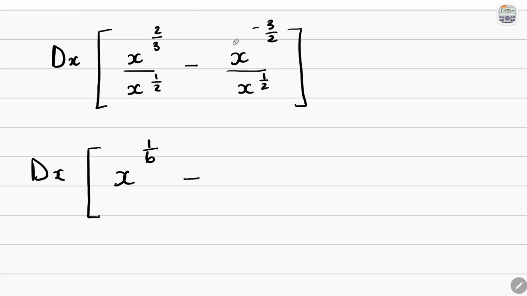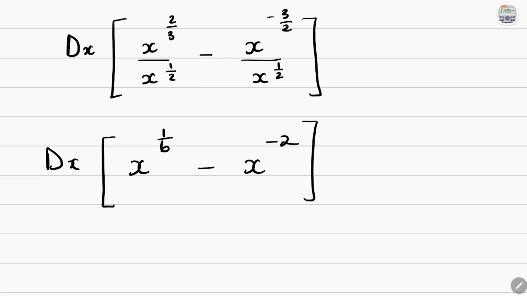And then we have minus, and then same thing here. Your exponents are going to subtract because we are dividing by values with the same base. So x raised to the power of negative 3 over 2 minus 1 over 2. So that's going to be negative 4 over 2. But negative 4 divided by 2 is negative 2. Okay, and now we are ready to derive.